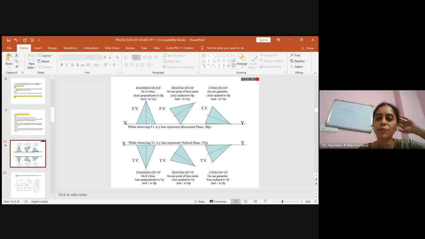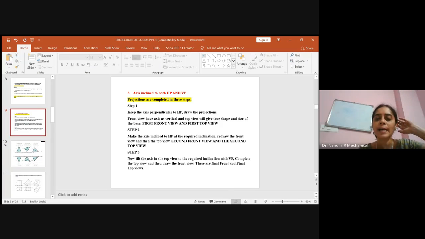Then in the second step, we follow that the axis is inclined to a particular angle to HP. So this is the second stage. Make the axis inclined to HP at the required inclination. Then you will redraw the entire front view and the top view. So you'll be getting the second position of the front view and the second position of the top view. So this is the second step we follow.